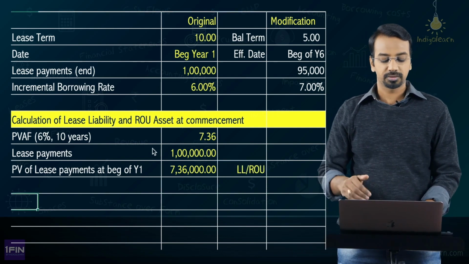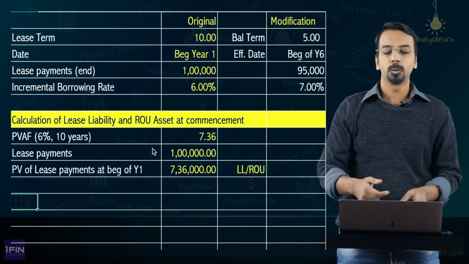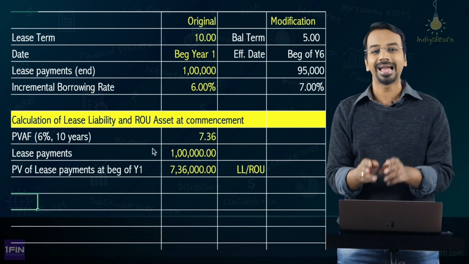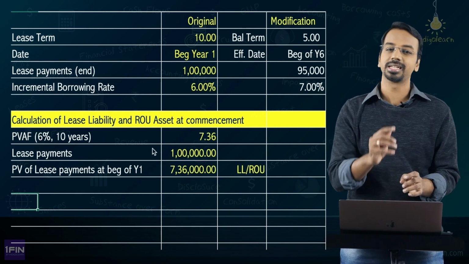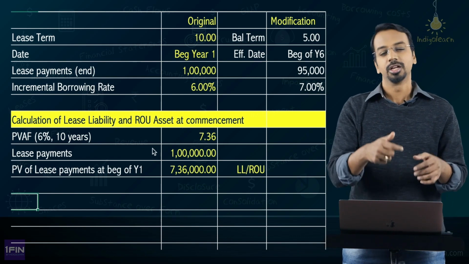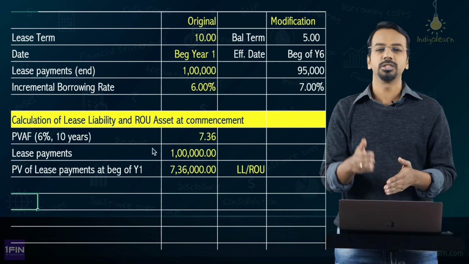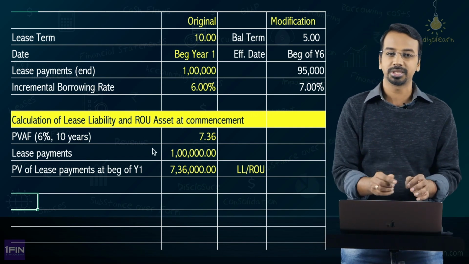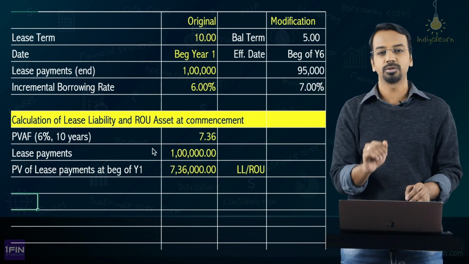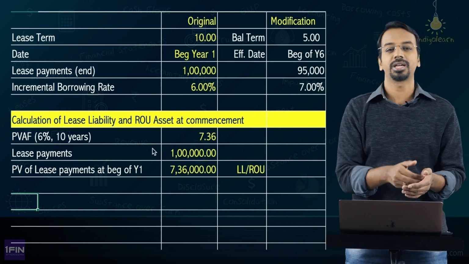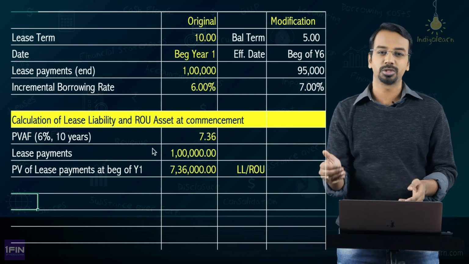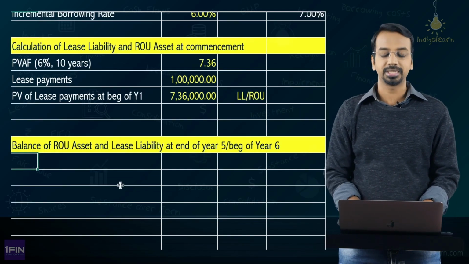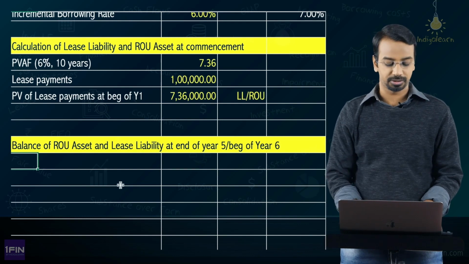Okay. Now, we have computed it at the commencement. Now, what we need to do? We need to arrive at the closing balances of lease liability and right of use asset at the end of year 5. Okay. That is the next thing that we need to do. And as I told you earlier, to calculate the closing balance of lease liability, you can simply take the present value of 1 lakh for the balance 5 years at 6%. That will also give you the lease liability closing balance, or you can prepare a schedule where you calculate the opening balance, interest, payments and the closing balance. That is also fine, right? So, to calculate balance of right of use asset and lease liability at the end of year 5, that is beginning of year 6. Okay.